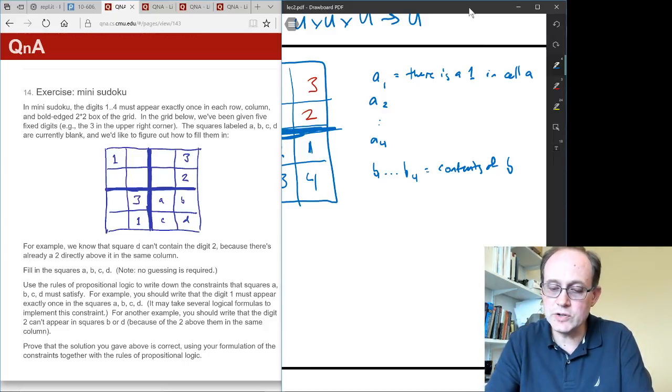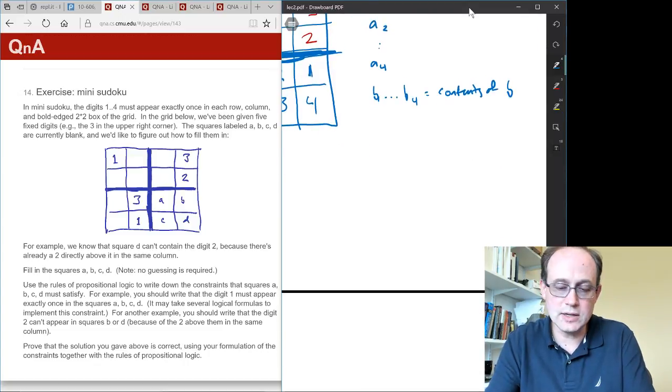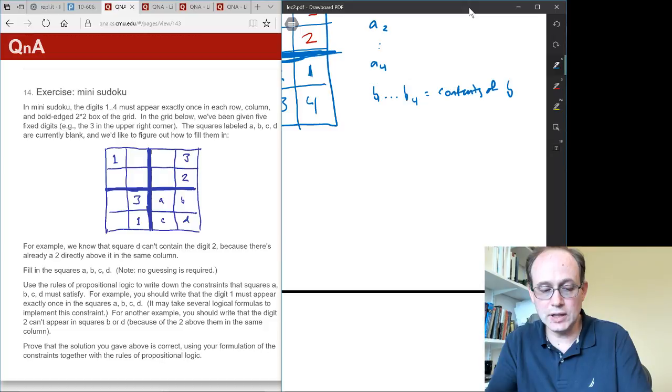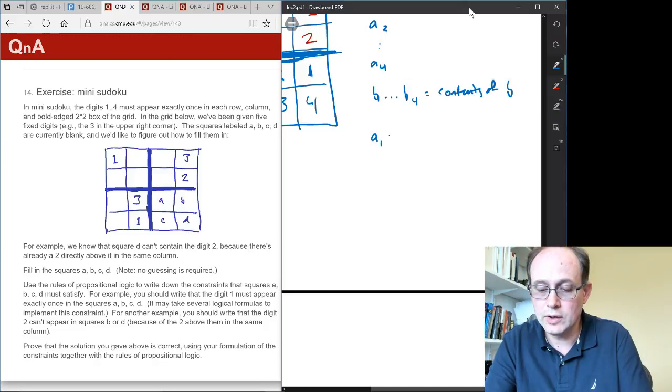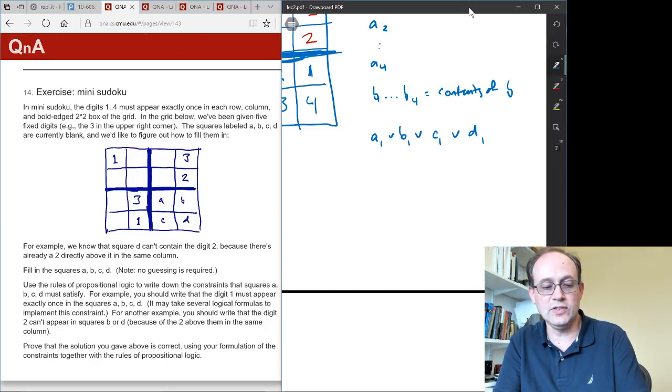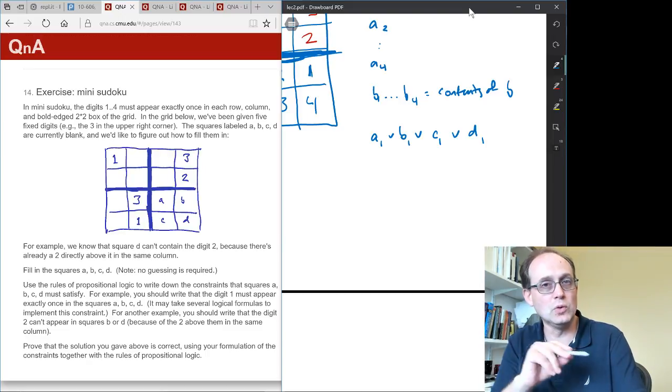And then we could introduce formulas that look like, well, for example, there has to be a 1 somewhere in this quadrant. So we could write A1 or B1 or C1 or D1, right? It could be in cell A or cell B or cell C or cell D. And so we know that this formula has to hold, right? That's an assumption that we're making because it's stated here in English as being part of the rules of the game.